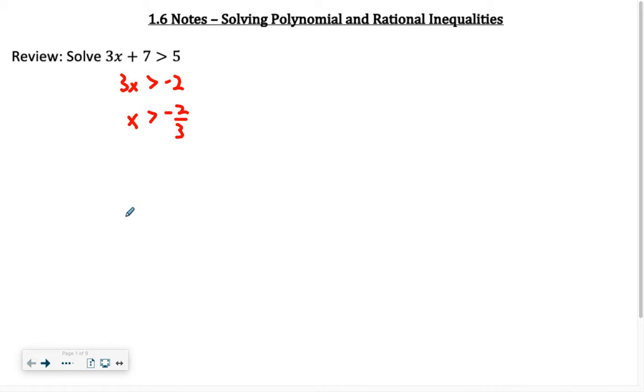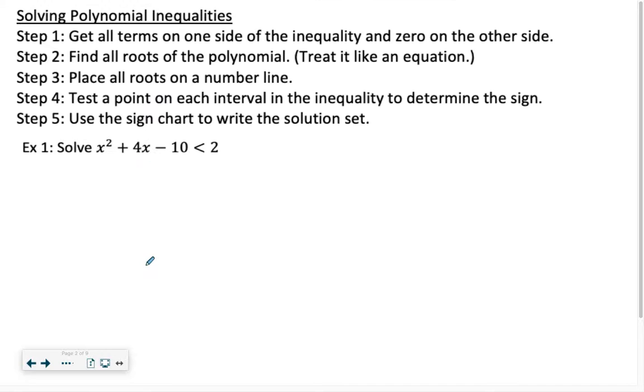Now we are going to express that using interval notation for this section. So I'm saying I want everything larger than negative 2/3, not including negative 2/3. So my solution set is going to be this, negative 2/3 to infinity. All right. So let's then take a look at solving a few polynomial inequalities.